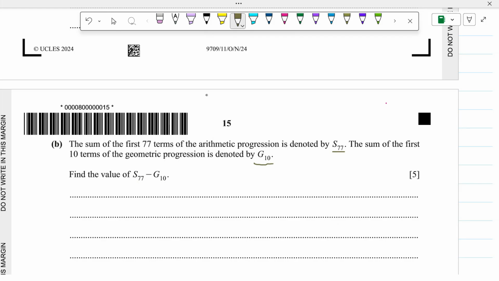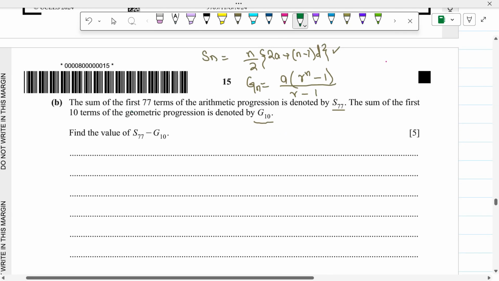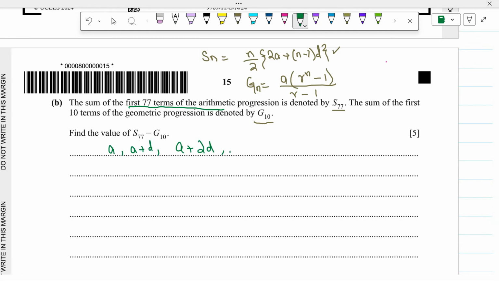We know that the sum of the arithmetic progression is equal to n over 2, in bracket 2a plus (n minus 1) times d, whereas the sum of the geometric progression Gn is equal to a times (r to the power of n minus 1) over (r minus 1). First, we find the sum of the 77 terms of the arithmetic progression, where the progression is a, then a plus d, then a plus 2d, and it moves up to the 77th term.